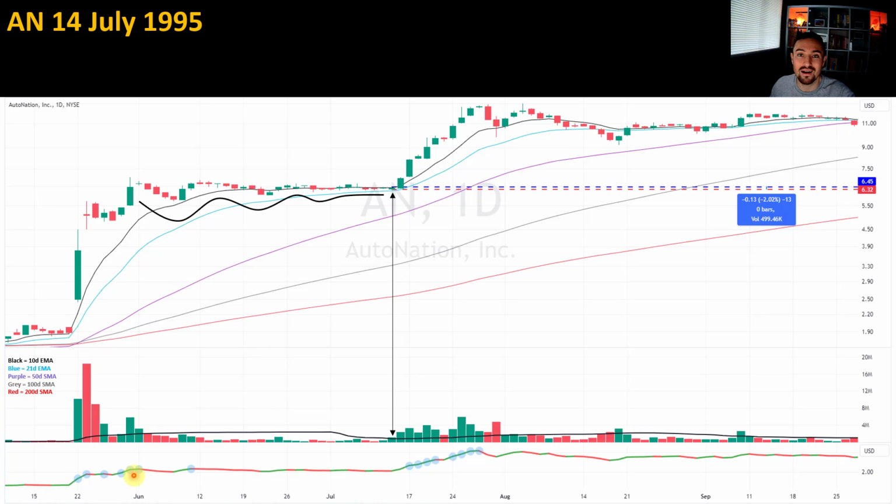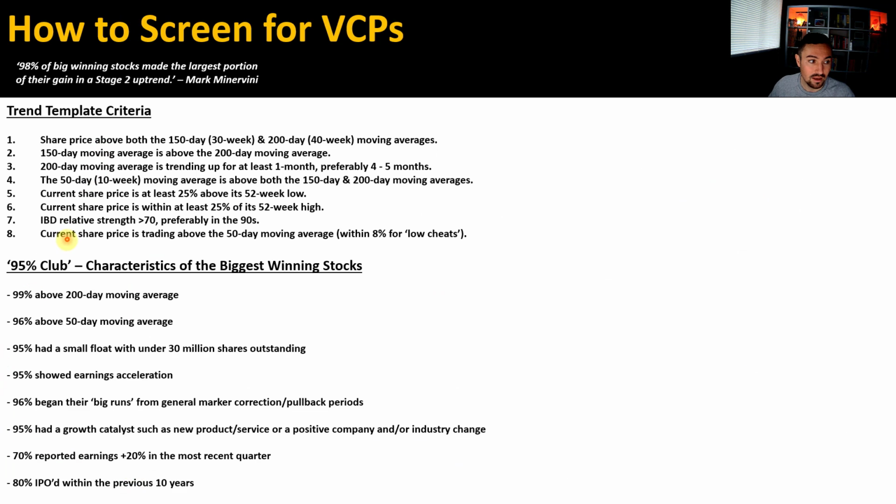So looking for the highest relative strength stocks, this is why Minervini, when we're looking at the trend template, says IBD relative strength greater than 70, preferably in the 90s. Why? Because the market won't miss the best stocks, and the best stocks display the best relative strength.